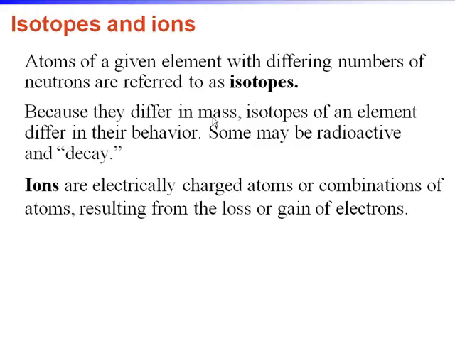Because they differ in mass or weight, right? Isotopes of an element differ in their behavior. Some may be radioactive and go through a decay process, right? They decay until they become non-radioactive or stable. And we can use that information that we know about the radioactive decay to date certain circumstances.